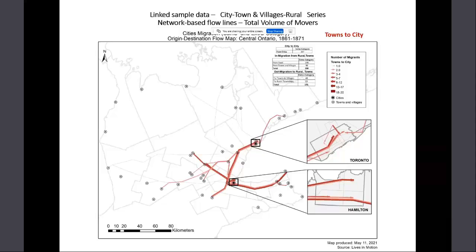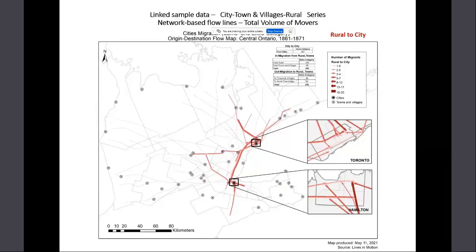The next map shows migrants coming from towns and villages from throughout the study area into the cities. It's interesting how most of them come from towns close to the cities within their immediate hinterland. The final map of in-migration shows migrants coming from rural townships. Again, as one might expect, many more from close by than from further afield.